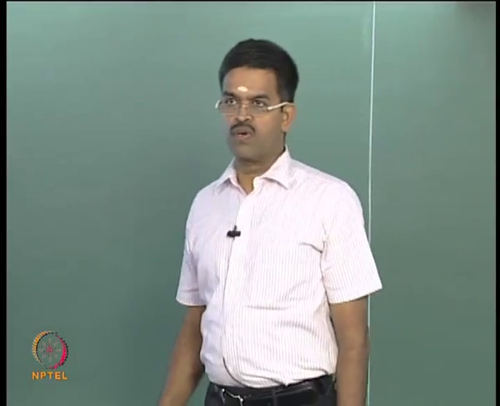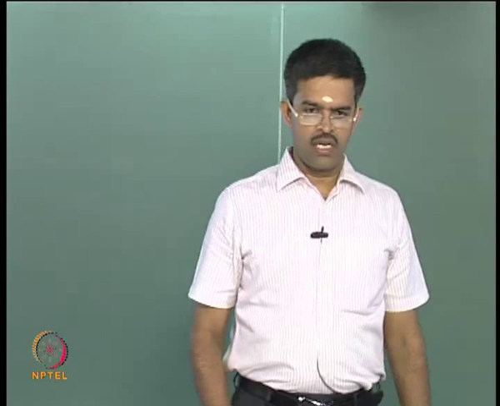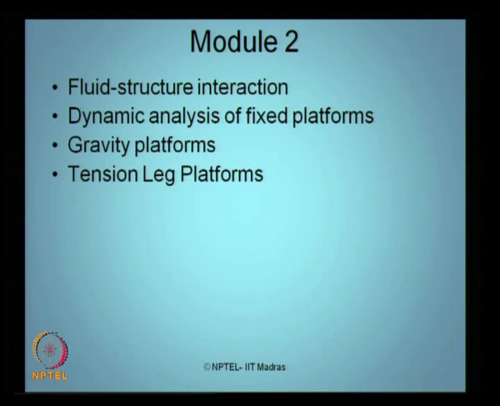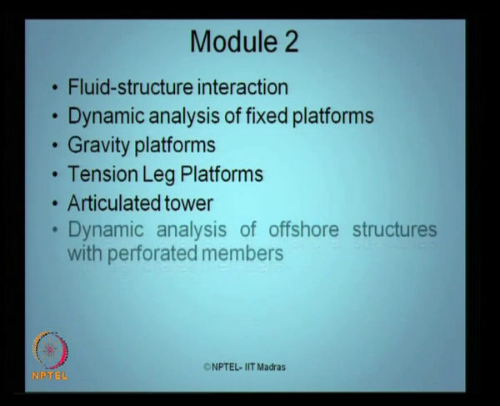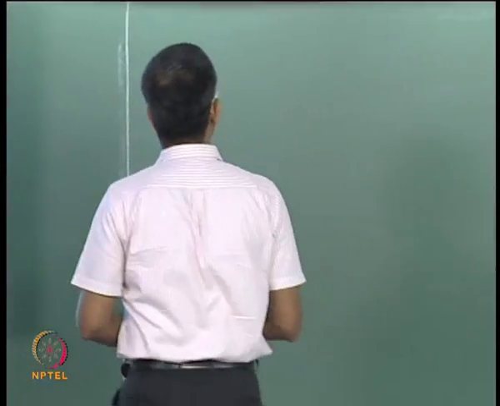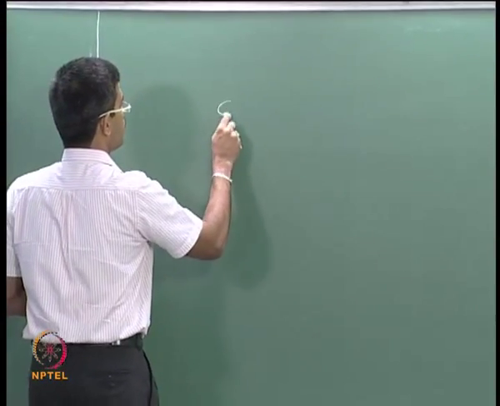So, module 2 will focus on fluid structure interaction. We will also speak about dynamic analysis of different kinds of offshore structures, starting with fixed jacket structures, gravity platforms, tensionless platforms, articulated towers, and dynamic analysis of offshore structures with perforated members. In this module we will take you round the different kinds of mathematical idealization we follow to do dynamic analysis of real mathematical model structures, in terms of experiments and analytical techniques.